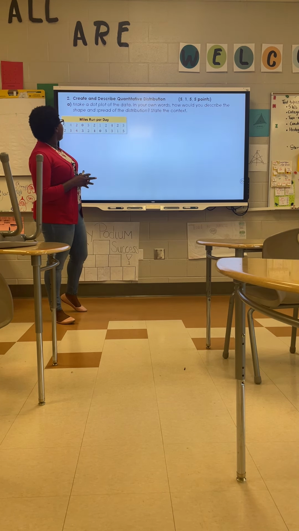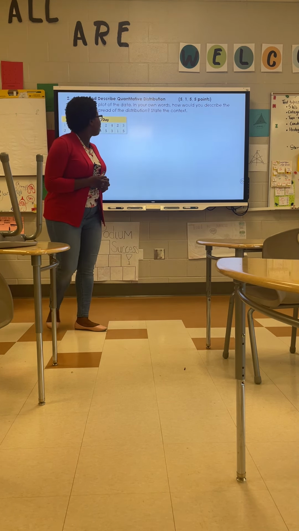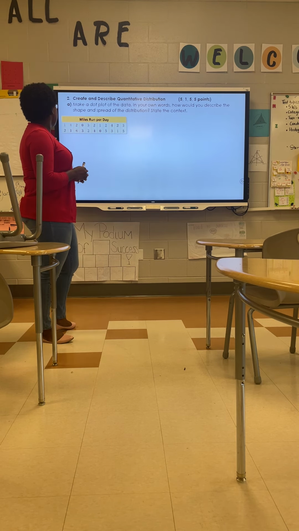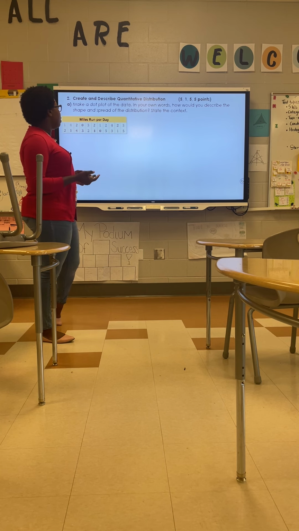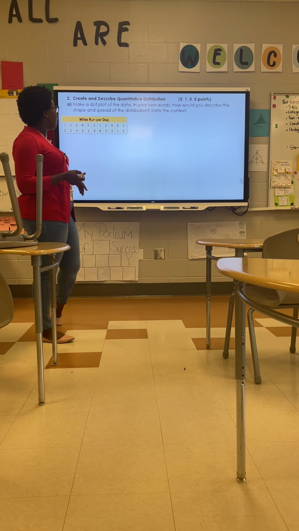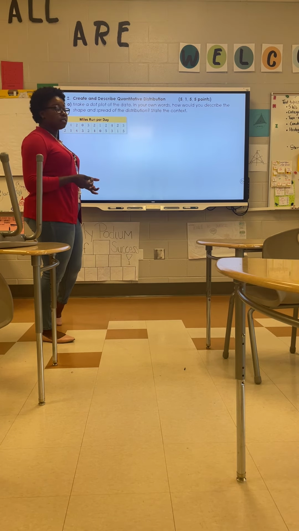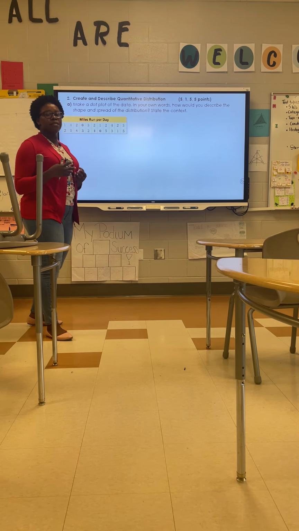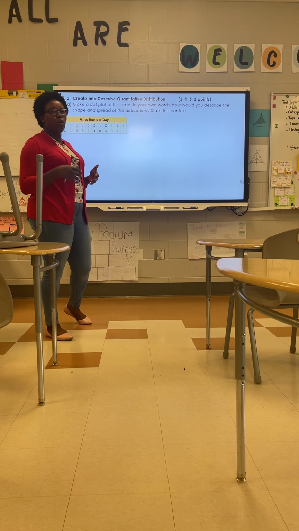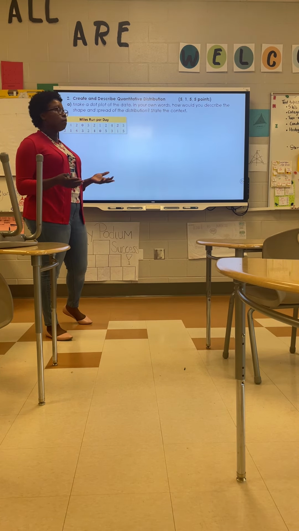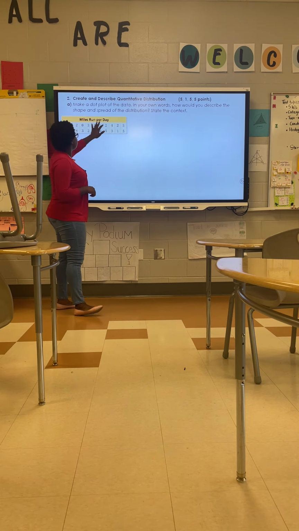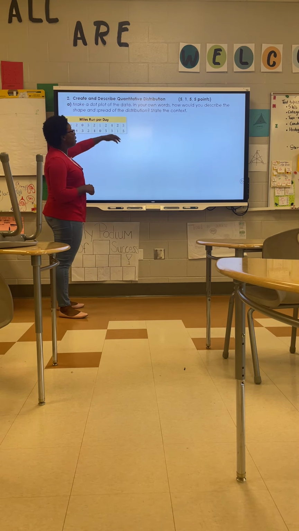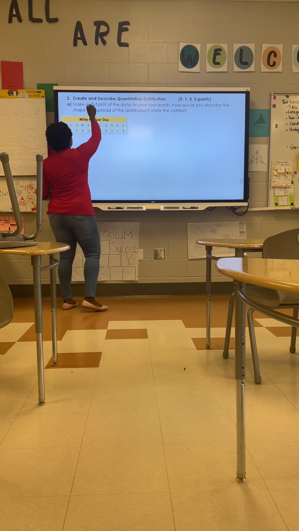For this part we are asked to create and describe a quantitative distribution. It says make a dot plot of the data. In your own words, explain how you describe the shape and the spread of your distribution, and you must always state your context. Context helps us understand what the data is about, who it is about, and why it's important. So we always state context. Here we have miles run per day, and we have some raw data. We're asked to create a dot plot.